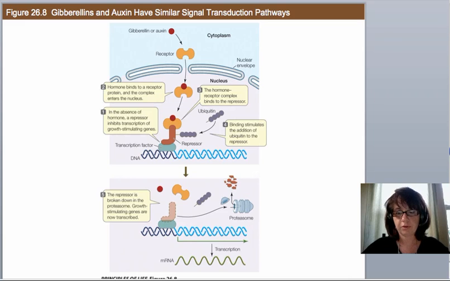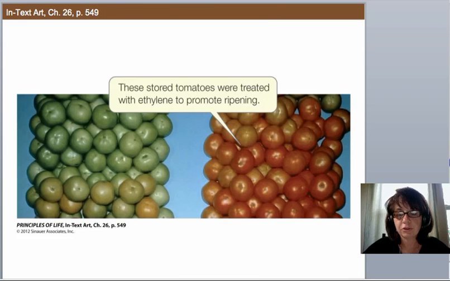Part 2 of plant growth and development. So we left off here, and I just want to reiterate, I do not want you to memorize the signal transduction pathway. I just want you to remember that it's similar to what happens in animal cells. Plants are not special, they're not different, they have a lot of the same mechanisms that animal cells do. Okay, moving on to our different hormones.